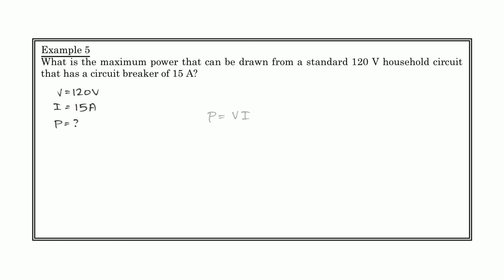Well, this is, of course, very straightforward. Power equals voltage times current. And we get about 1,800 watts. So if we have a power rating on some object, say a hairdryer or something that takes a lot of power, this would be the maximum power allowable for that object.